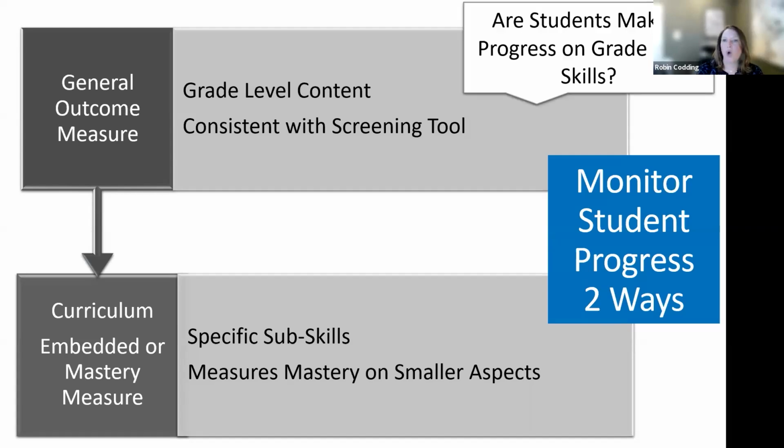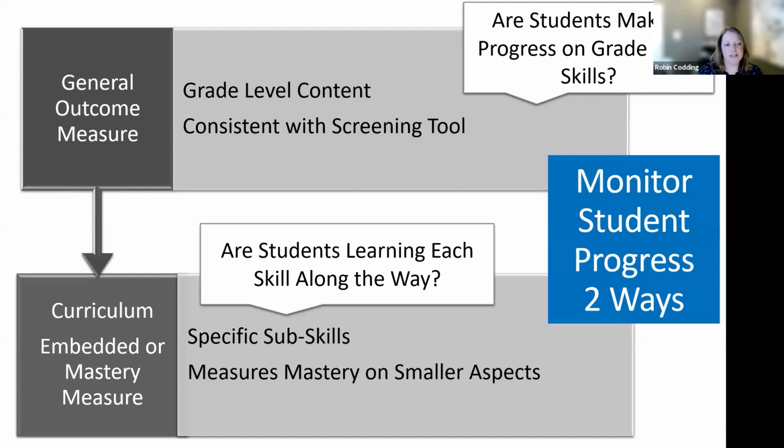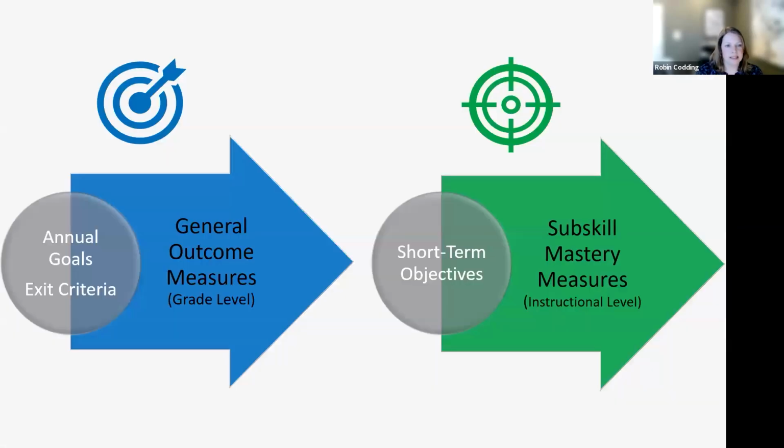By looking at all the grade level skills, we learn whether students are making progress on grade level skills. And if we look at the mastery measures, we learn whether students are learning each skill along the way. That's important because one is looking at those annual goals, the grade level goal, which is really our ultimate exit criteria. The other is looking at short term objectives. Are students mastering those short term objectives over time?